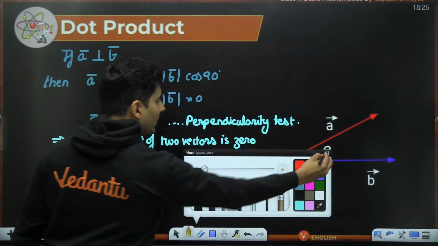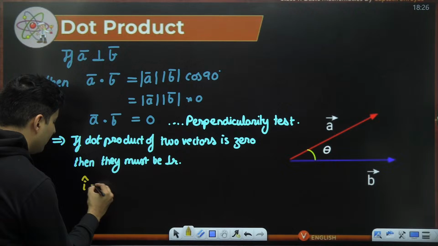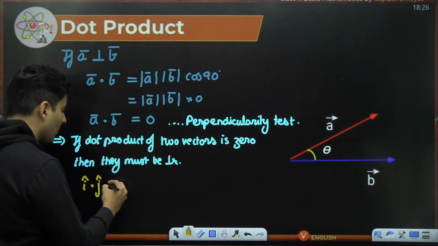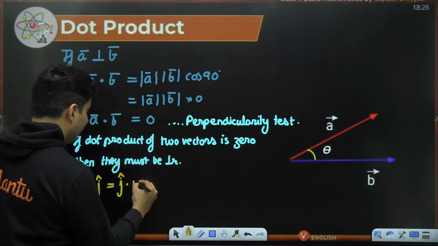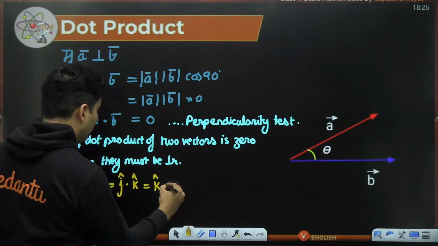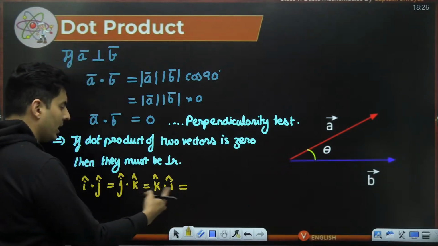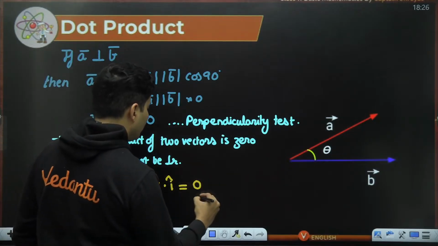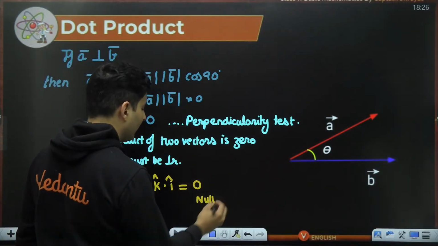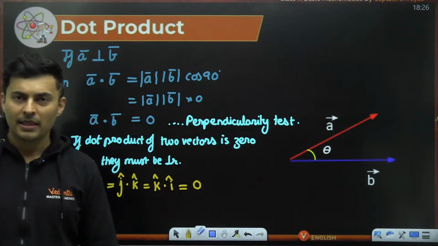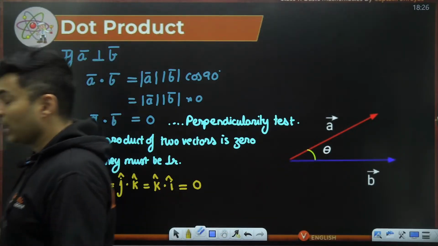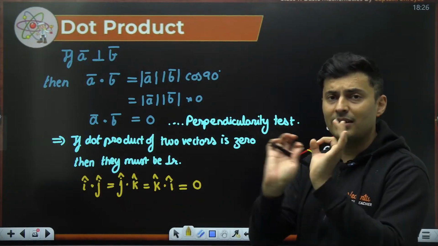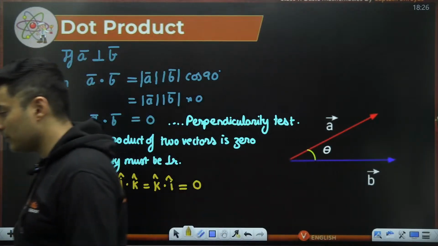So this brings me to the notice of i cap with j cap. i is in x, j is in y, they are mutually perpendicular, or even j with k, or even k with i. It doesn't matter. i dot k, k dot i, j dot k, k dot j, j dot i. All of them are perpendicular. The answer will be definitely, not a null vector, it will be 0. It's a scalar number, 0. Is this absolutely clear? i dot j, j dot k, k dot i. All these are perpendicular, so 100% the answer must be 0.